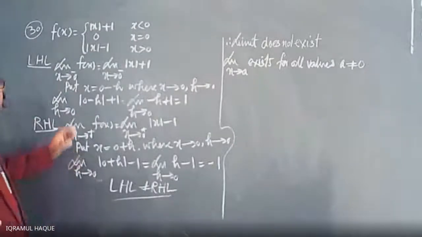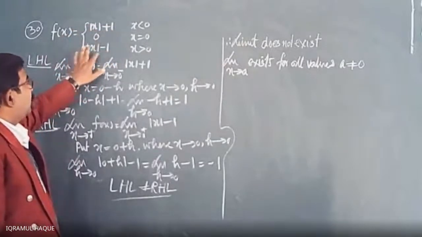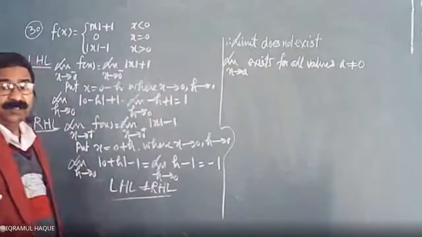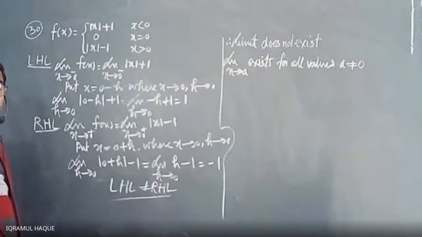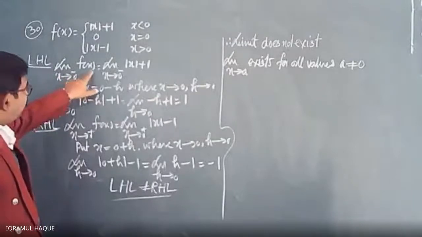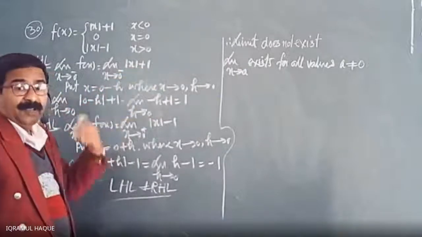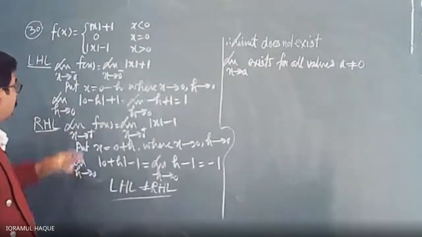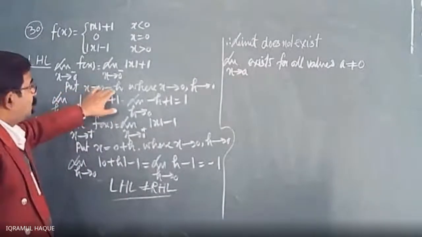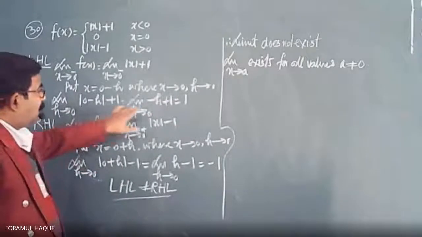See, repeating this: we are given f(x) equal to mod of x plus 1, 0 and mod of x minus 1, with conditions x less than 0, x equal to 0, x more than 0. So we have LHL and RHL. For LHL, limit x tends to 0 minus of f(x) is mod of x plus 1. We have changed the limit. How? In case of LHL, we write limit minus h, putting x equal to 0 minus h, where x and h are tending to 0. By putting the value, we have got 1.